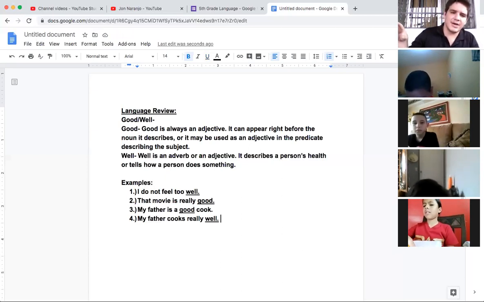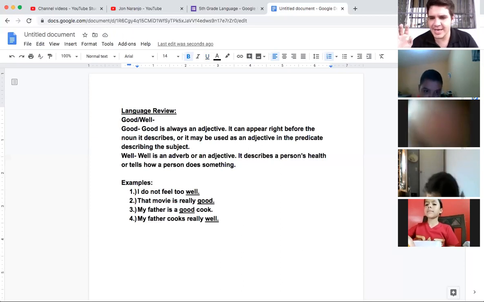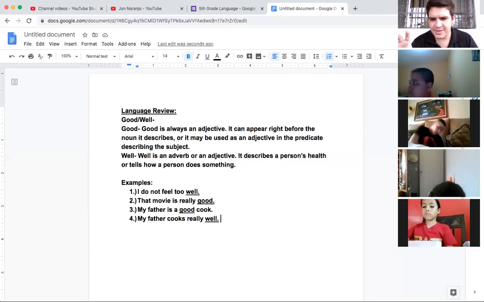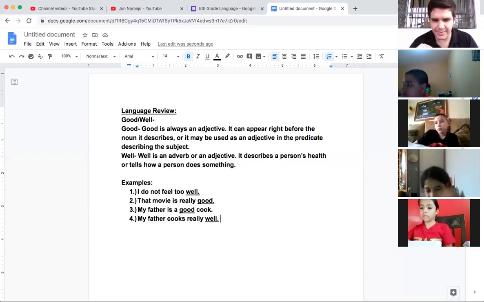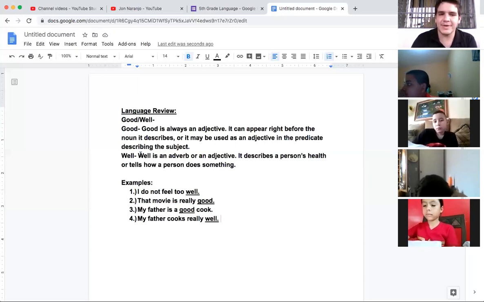So in that one, cook is a noun. So it's an adjective describing the father. It's not an action. It's not a verb. Now, when it says my father cooks, that's an action, which makes it a verb. And so any word that modifies a verb is an adverb. So because it's an adverb, it becomes well.